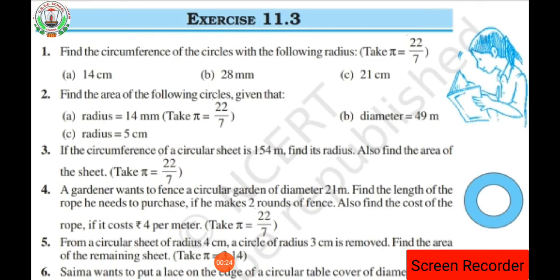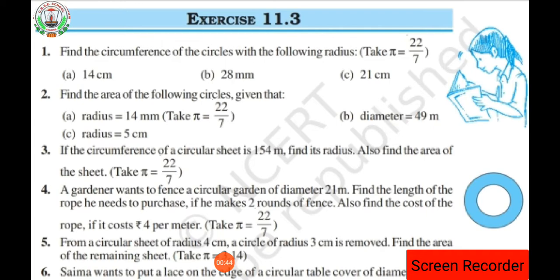Clear? So what does the first question say here? Find the circumference of the circle with the following radius. Here the radius 14 centimeter, 28 millimeter, 21 centimeter is being given, and the value of pi is also given, that you have to take 22/7.